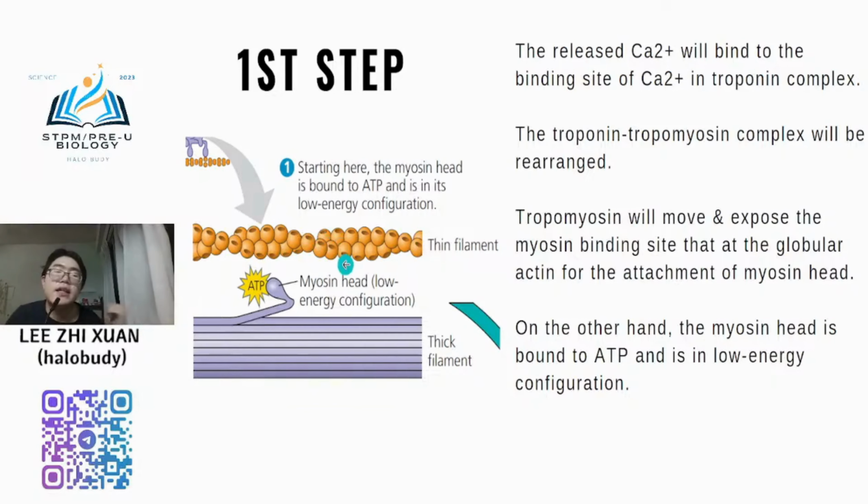You see that the actin filament does not contain the tropomyosin anymore, so now the myosin head can start to bind to the actin filament again. So this is the first step.